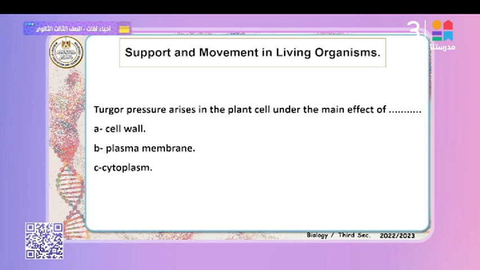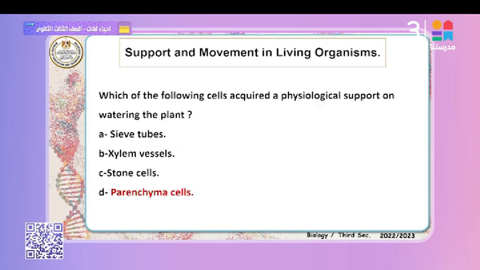But the other type is called osmotic pressure. It increases when there is loss of a large amount of water. So both of them are inversely proportional, the turgor pressure and the osmotic pressure. So the best answer is: the turgor pressure arising in the plant cells under the main effect of cell wall, plasma membrane, cytoplasm, okay, in the parenchyma cells. It is found in the parenchyma cells.